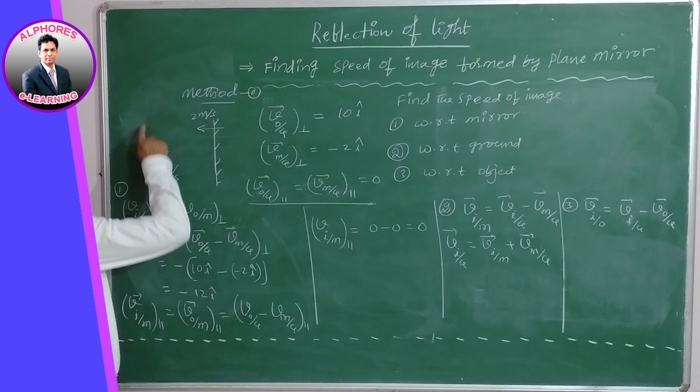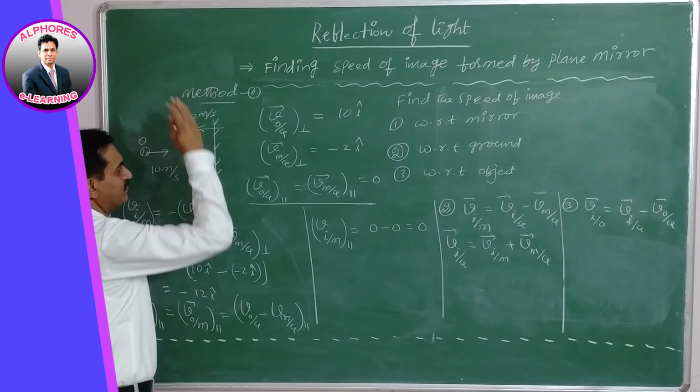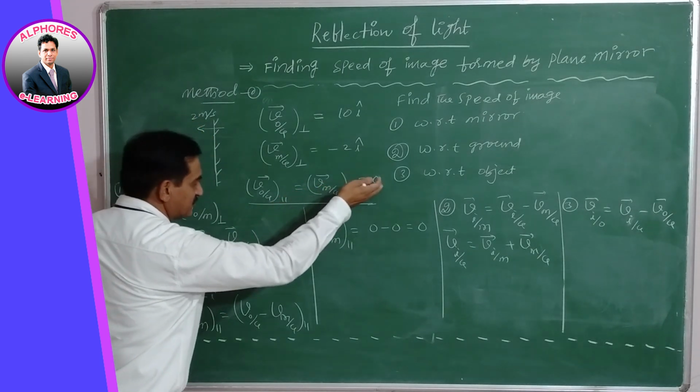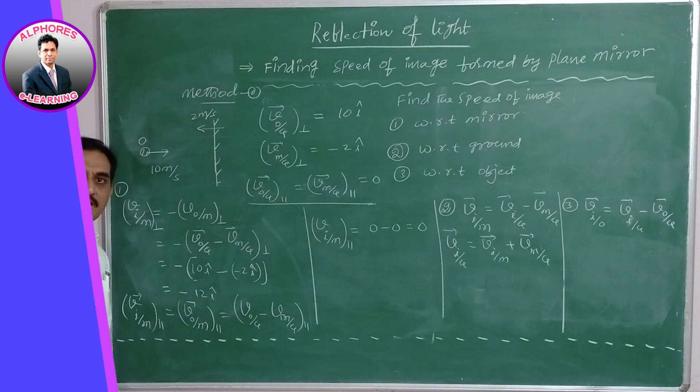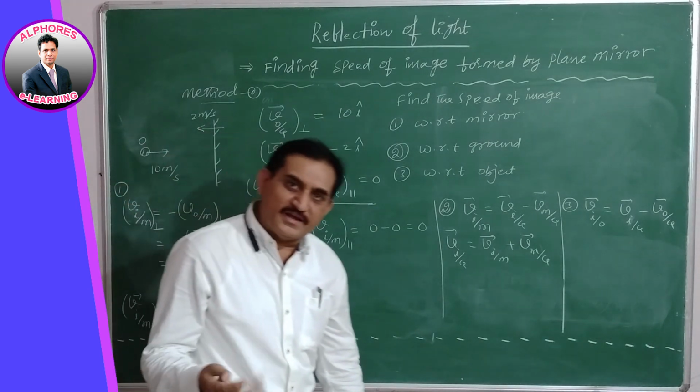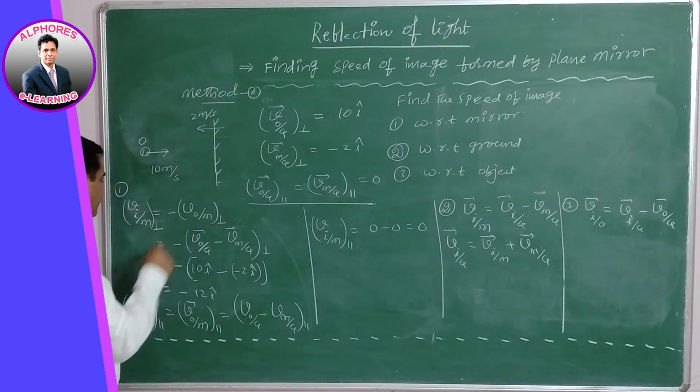So the object is not moving parallel to the plane of the mirror, it is 0. The mirror itself is not moving parallel to its plane, that is also 0. Therefore, there is no parallel component for the object and also no parallel component for the mirror. Now, go for the first question.